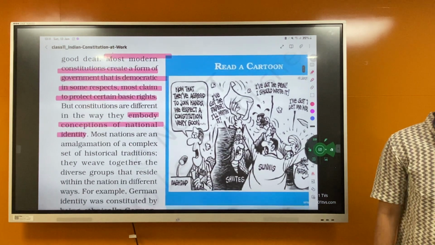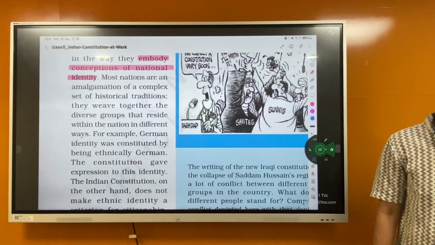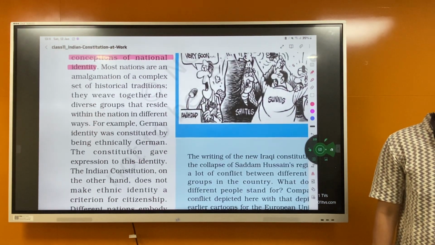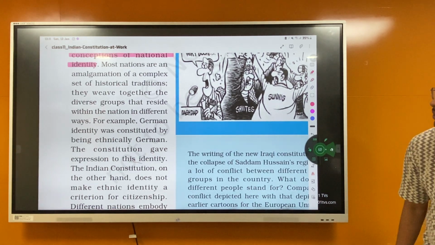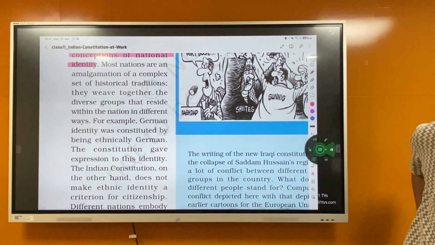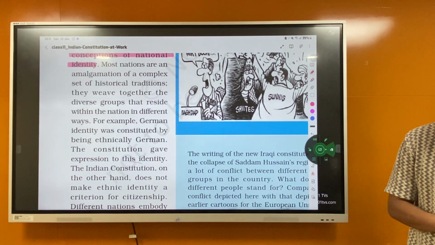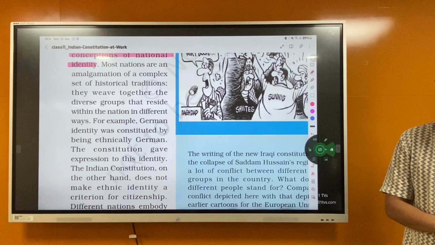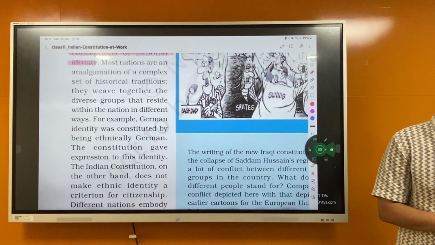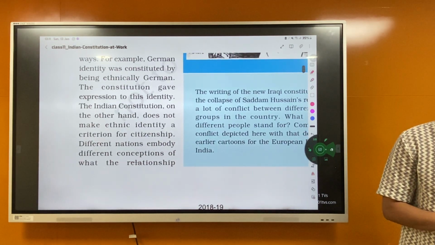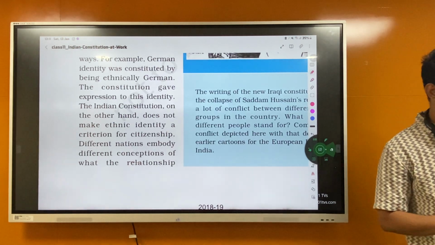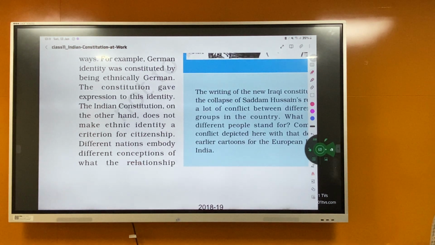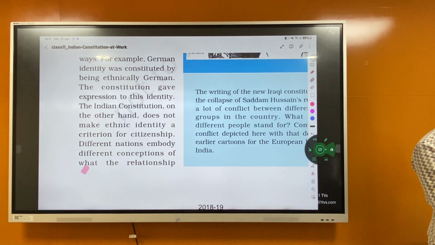Most nations are an amalgamation of a complex set of historical traditions. They weave together the diverse groups that reside within the nation in different ways. For example, German identity was constituted by being ethnically German. The constitution gave expression to this identity. The Indian constitution, on the other hand, does not make ethnic identity a criterion for citizenship. Yeah, this is important. We don't have any criteria like this.